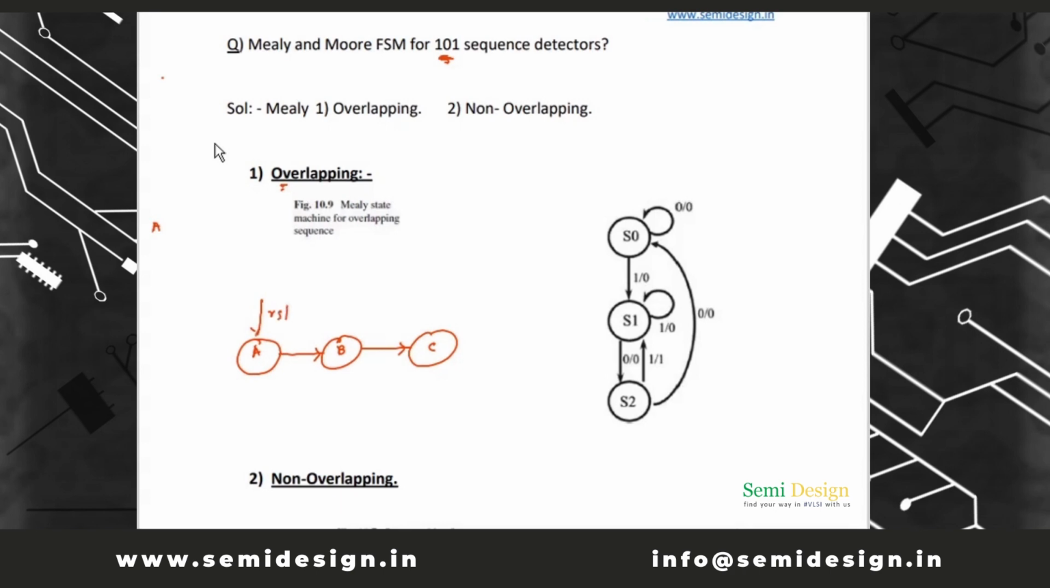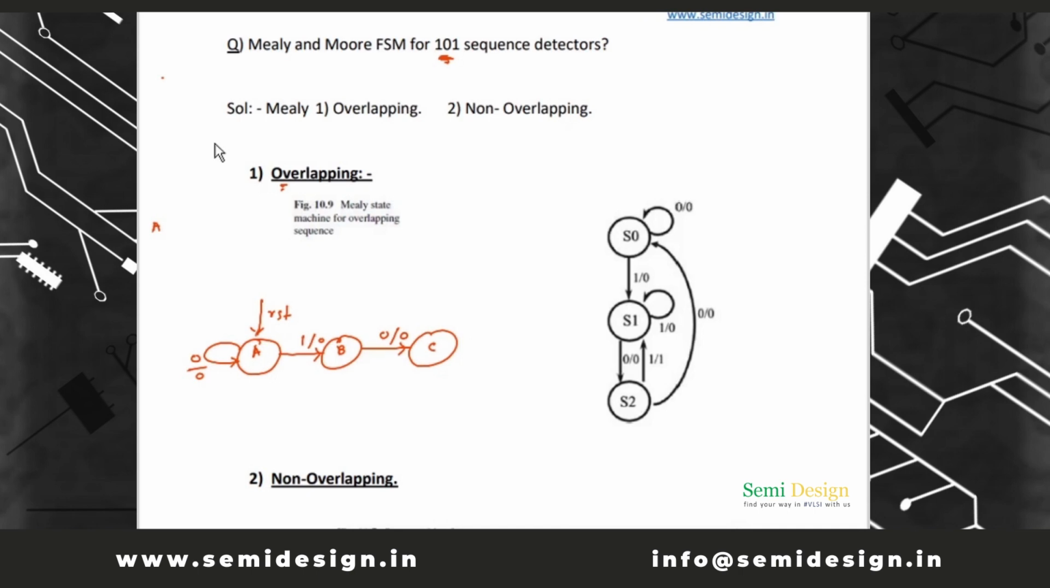This is reset. Then 1, 0. If 0 is there, it will remain in A state, and output will be 0. At this, output will be 0. At this, output will also be 0. Output will be 1 whenever the sequence 101 is detected.